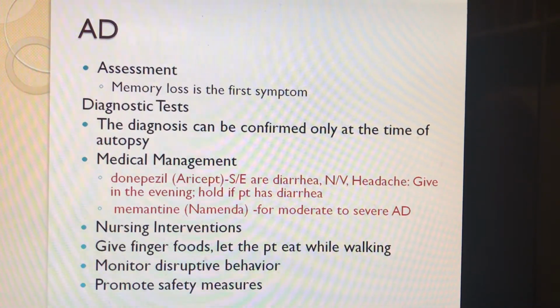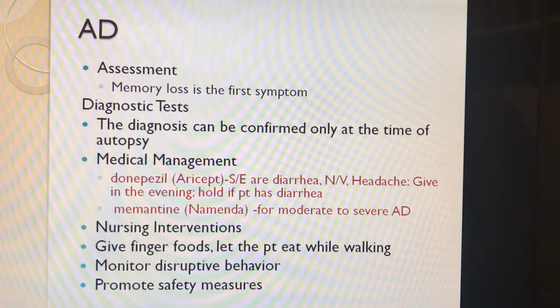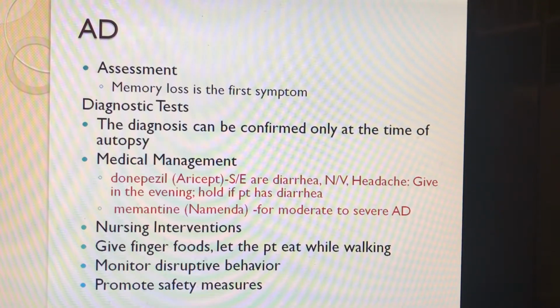So your nursing interventions: you want to give finger foods, let the patient eat while talking, monitor disruptive behavior, and promote safety measures.